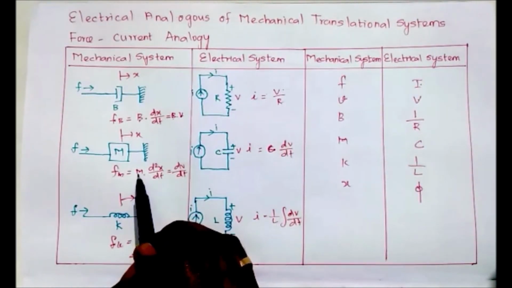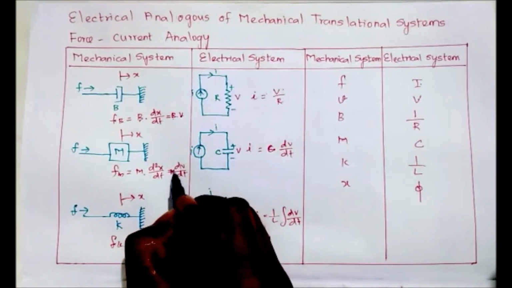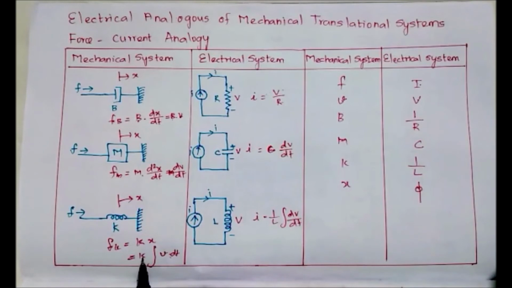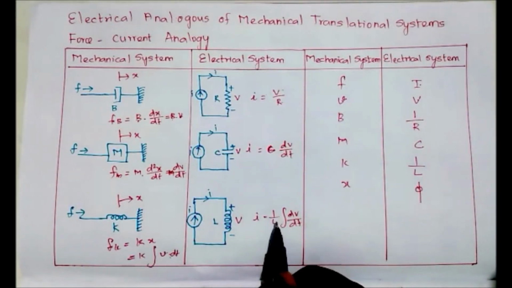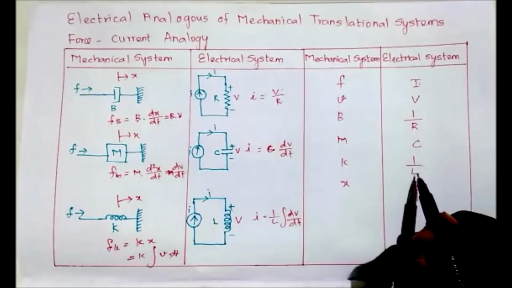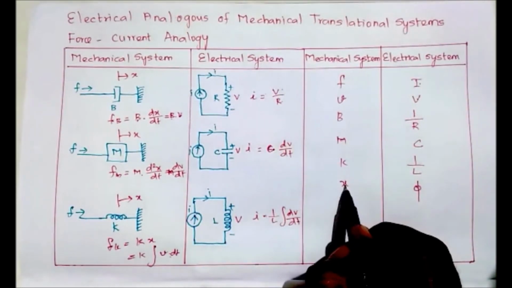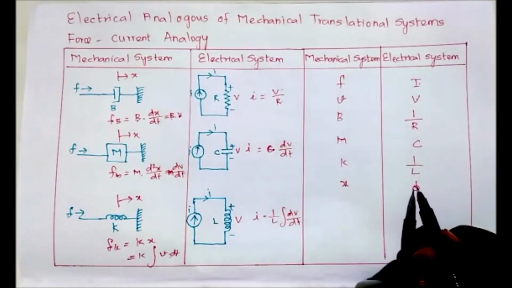Here, the equivalent for mass in the electrical system is capacitance. For the spring in the electrical system, its equivalent is 1 by inductor. From these two terms, then for displacement in the current analogy, we have to consider flux.